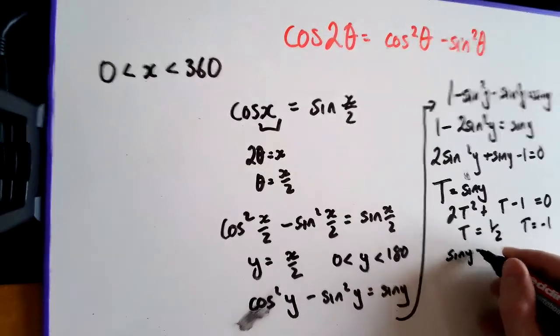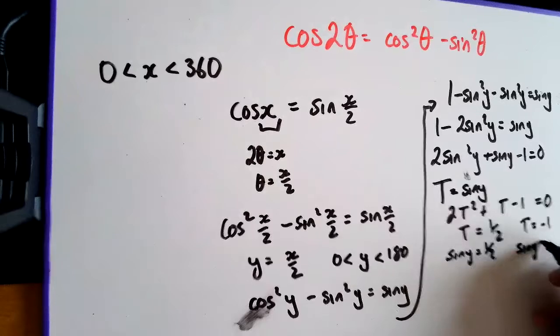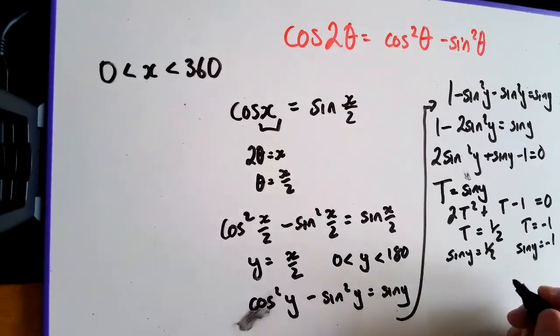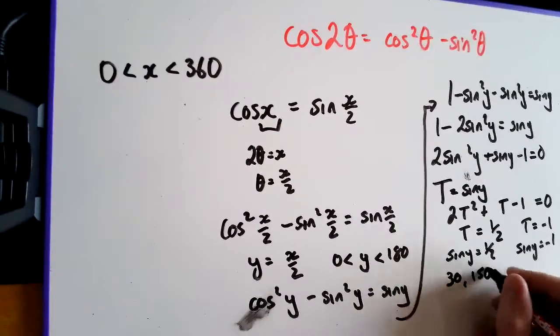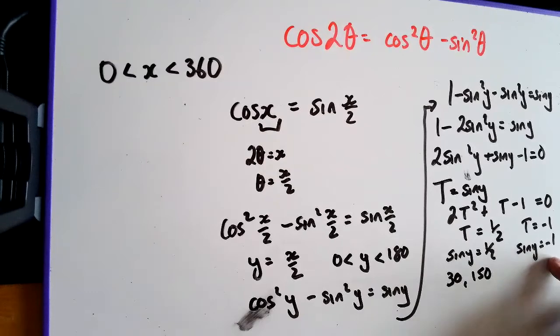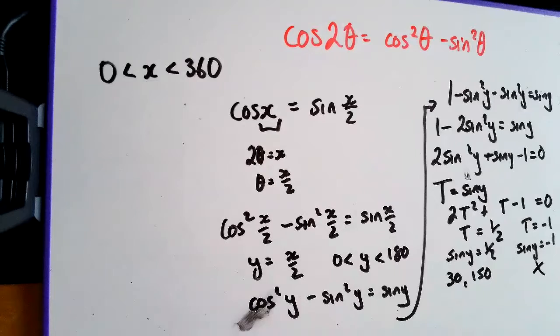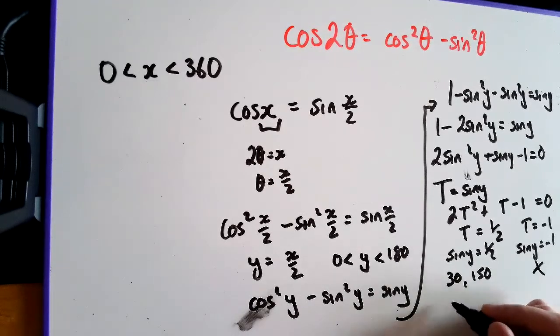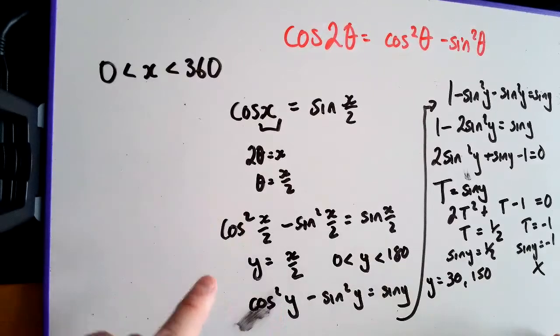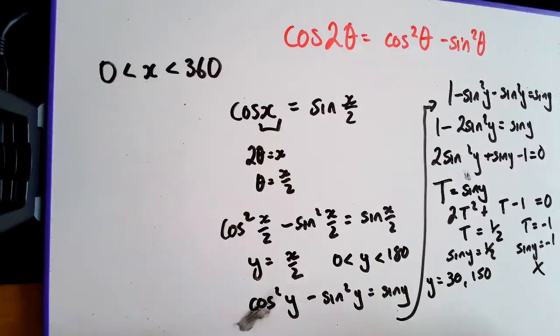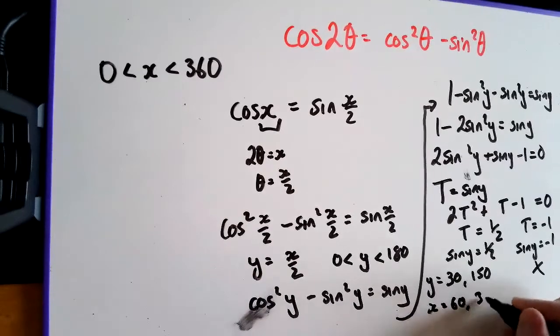So sine y equals a half, and sine y equals minus 1. To solve it, we're doing y between 0 and 180. So sine y equals a half gives us 30 and 150. And sine y equals minus 1. Well, that has no answers between 0 and 180, because the first answer is 270, and that's outside the range straight away. So there are answers for y. But we want x, and y equals x over 2, so x must be 2y, so x is 60 and 300.